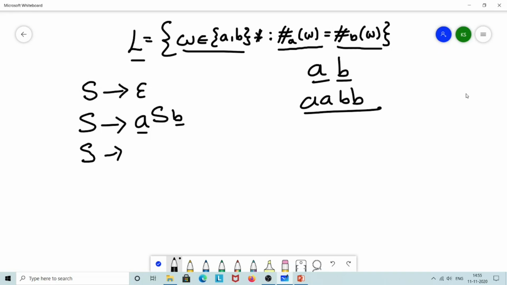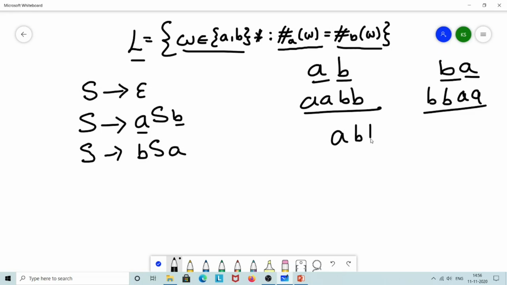What if the string is ba? In this case, b has occurred before a, which is totally valid as per the definition. So I should have one more rule, that is bSa. Now I should be able to generate any string where I encounter b before a, right? Now with the rules I have, I should be able to generate a string something like this: ab followed by ba.